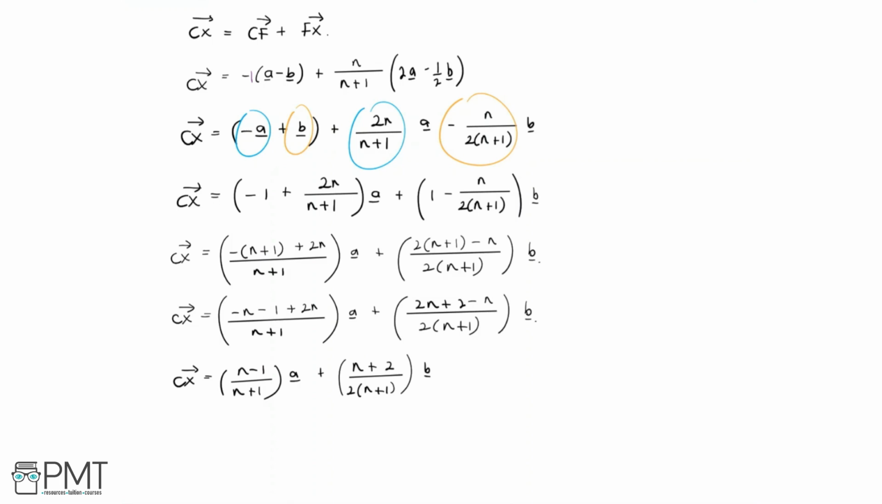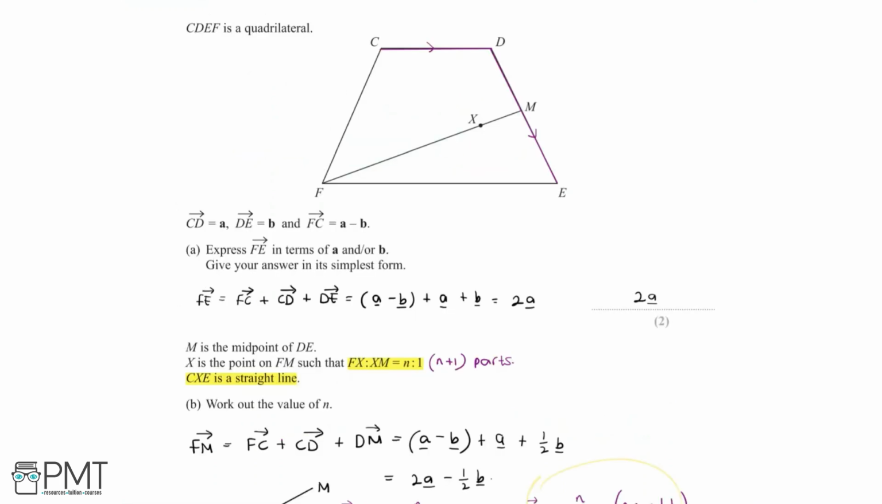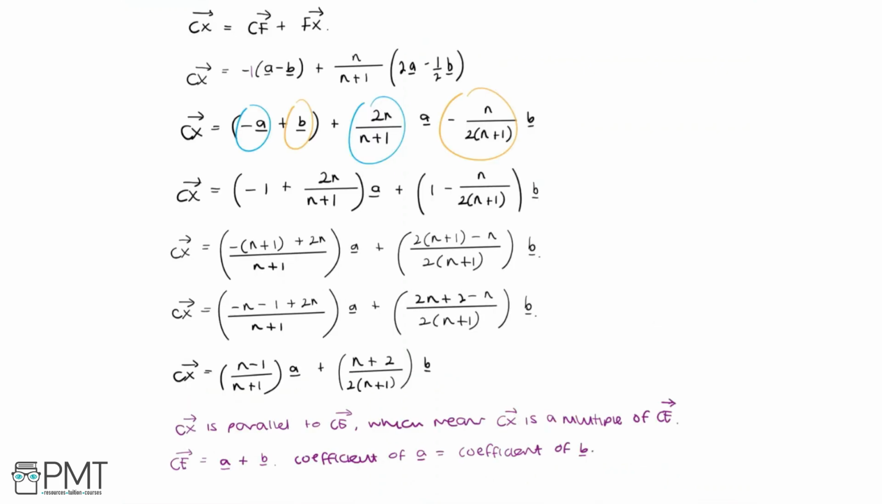Now earlier we said that CXE is a straight line, and so CX is parallel to CE. And so because they're parallel, we can say that the vector CX is a multiple of the vector CE. Now looking at our diagram, we can say that the vector CE is equal to CD plus DE, which is equal to A plus B. CE is equal to A plus B, and so it's really important to note that the coefficient of A is equal to the coefficient of B.